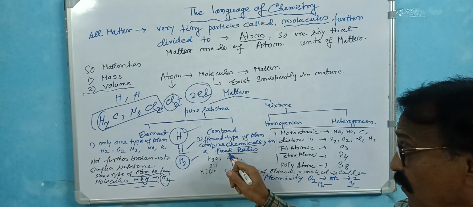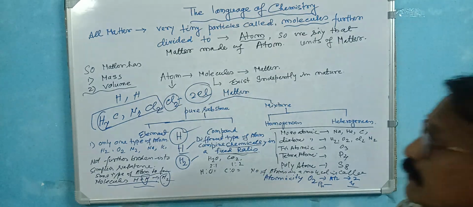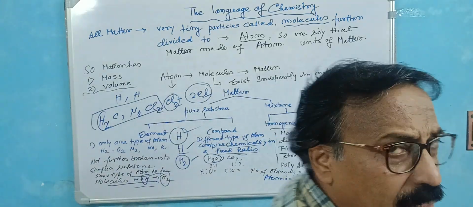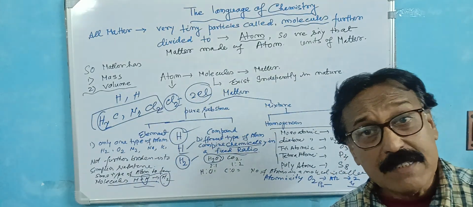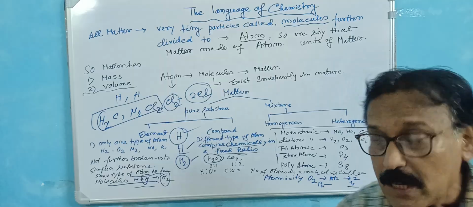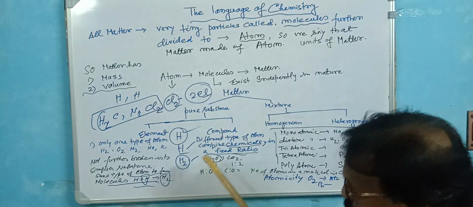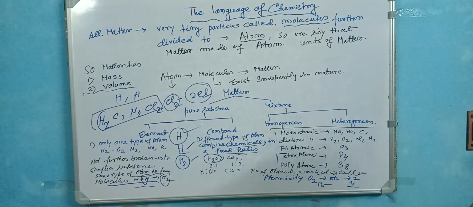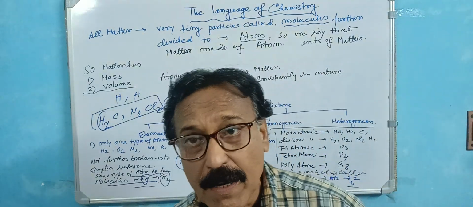Combined chemically in the fixed ratio. This is a very important thing. Suppose here is water. Water is not an atom. Water is a molecule. Why? There are two types of atom: one is a hydrogen atom, one is an oxygen atom. So they are different types of atom, but they are chemically combined. The very important thing is that they are chemically combined in the fixed ratio.